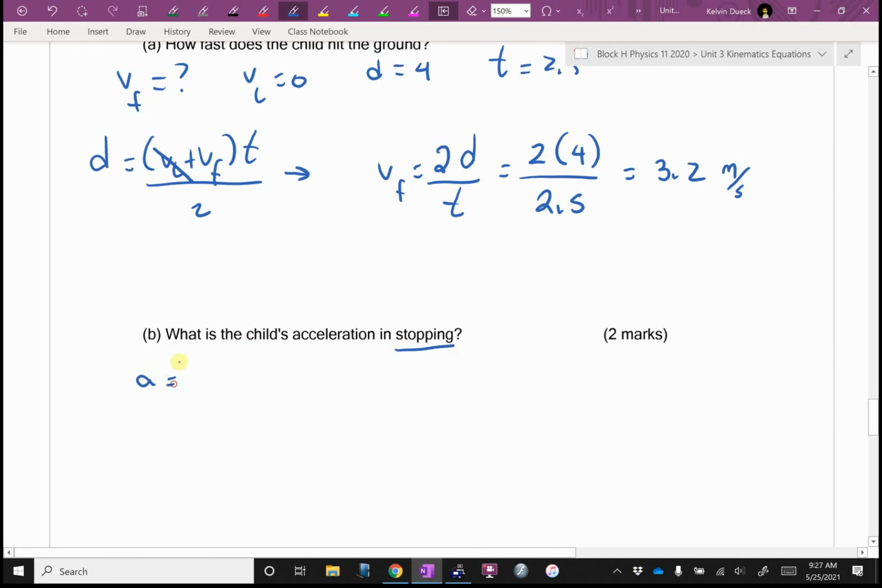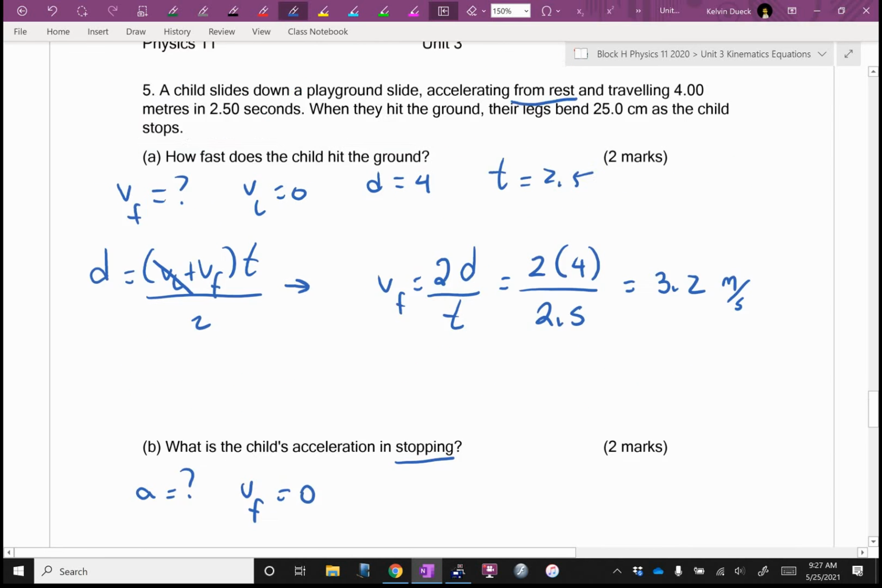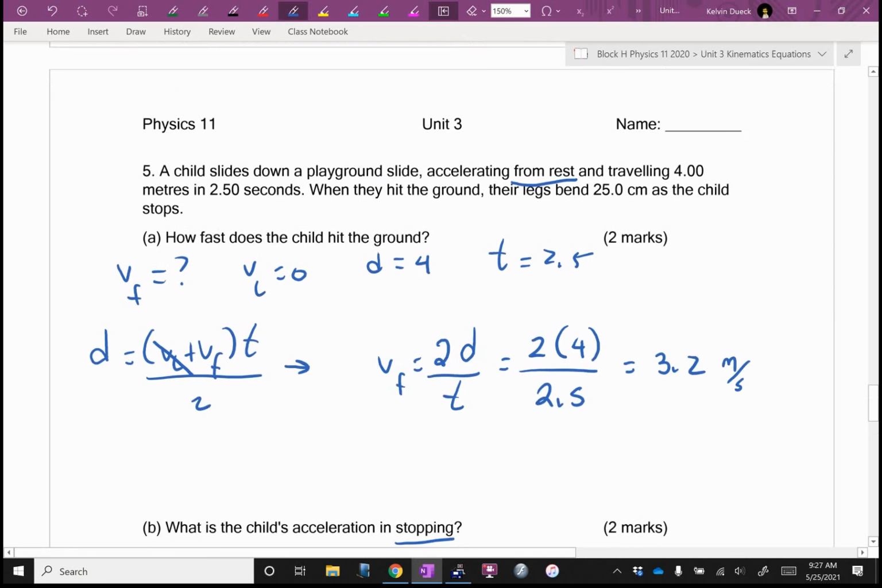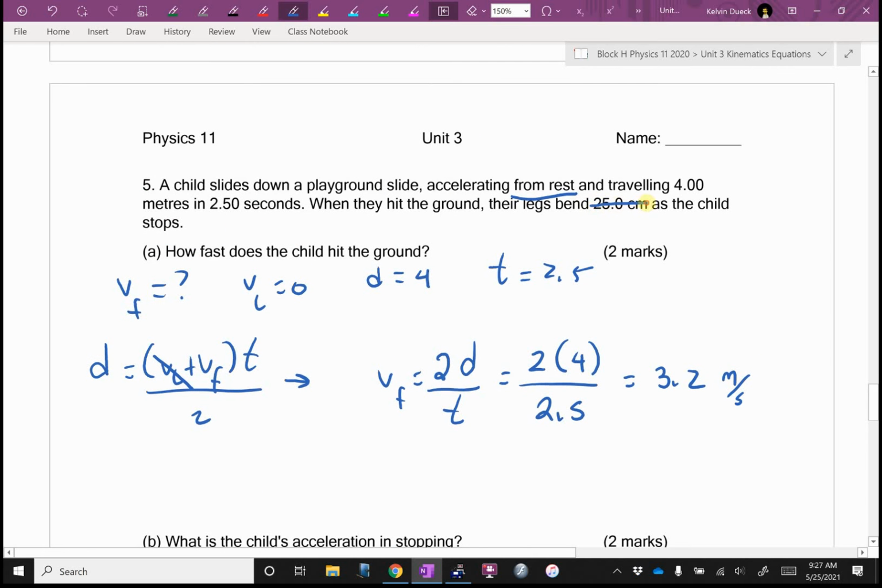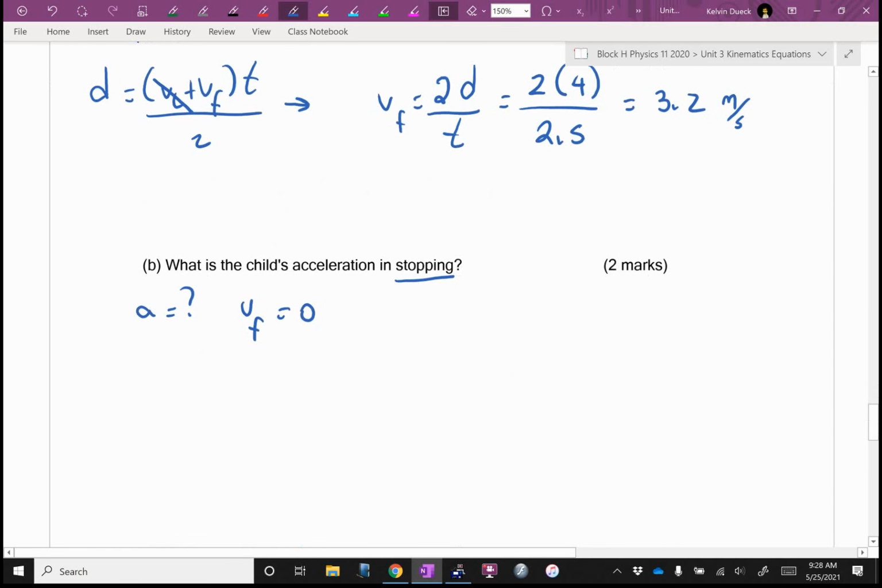Then they want me to find the acceleration in stopping. I said, okay, stopping tells me that VF is 0. And it gave me a displacement, although I crossed out that 25 and I made it 0.25. It looks like the child's knees bend that much. Mr. Dewick, didn't they bend down? Couldn't you call that negative? If you did, I'm fine with that. I'll show you either option here. But right now I only have 2 things. I need 3 things. What else do I know?